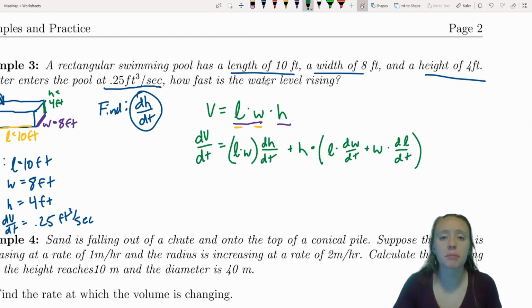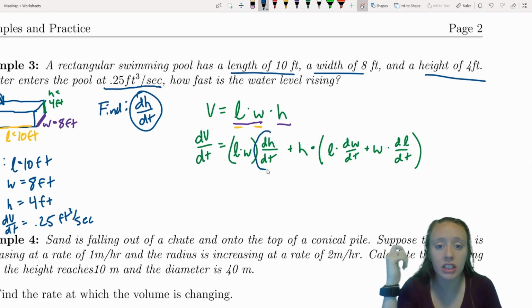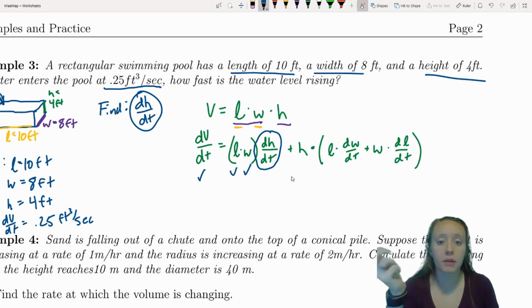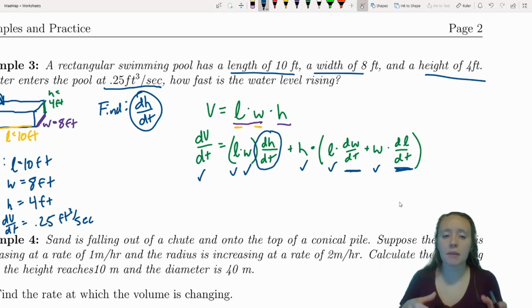Before I even attempt to simplify, let's ask ourselves if we know enough to solve. Well, what am I trying to solve for? My dH/dt. Do I know dV/dt? Yes. Do I know L? Yes. Do I know W? Yes. What about H? Yep. I know my L, I know my W. The only two things I don't know are dW/dt and dL/dt. But think about it.